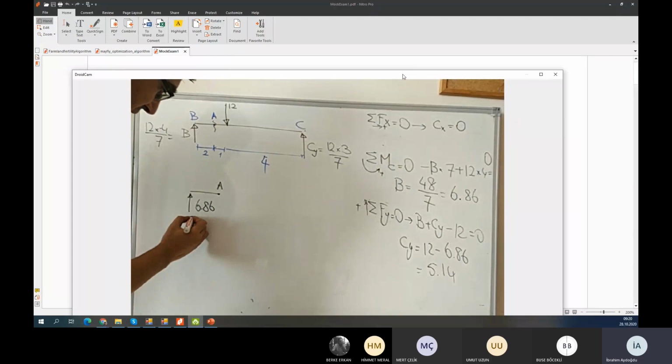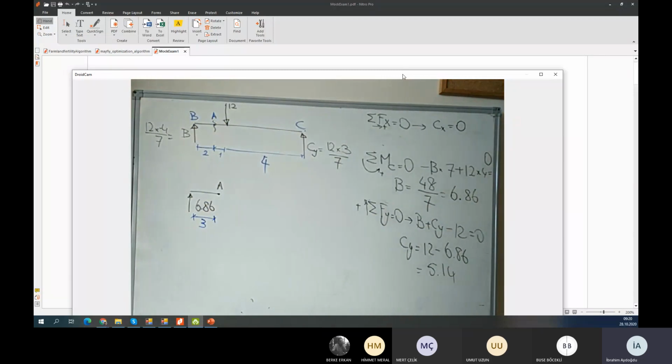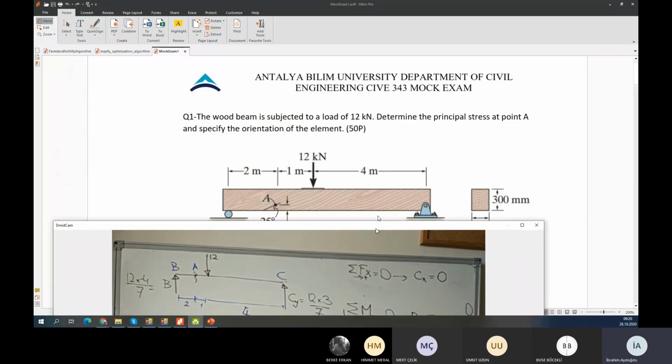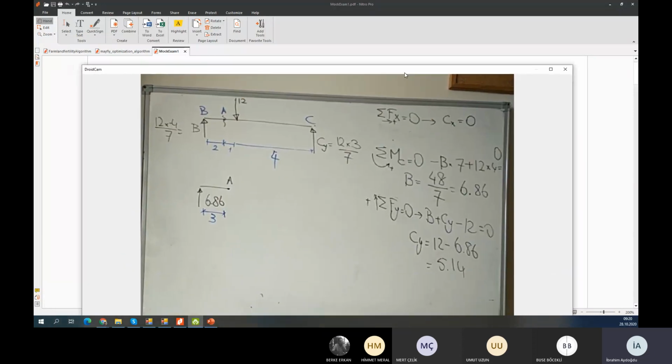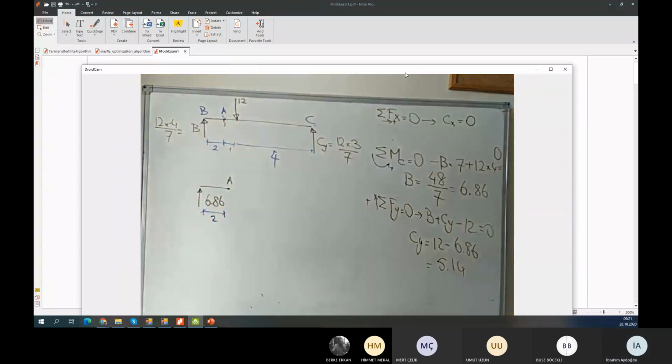This distance is given as 3. Let me check. Am I making a mistake or not? No, it's okay. It's 2, look, I made a mistake. This one is 2. Oh, this is written in here. I'm blind sometimes.